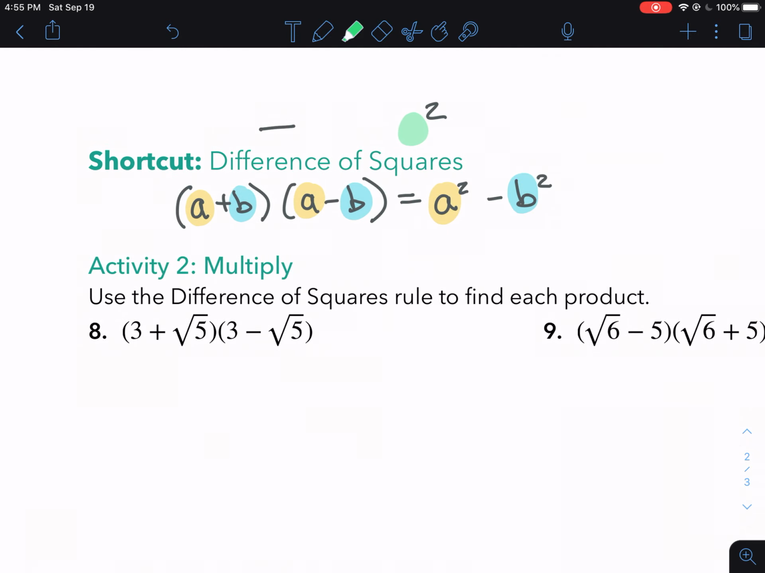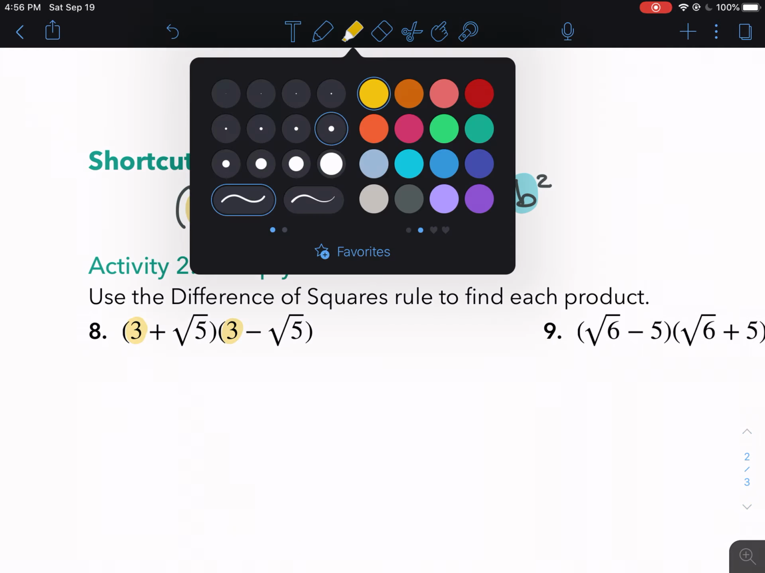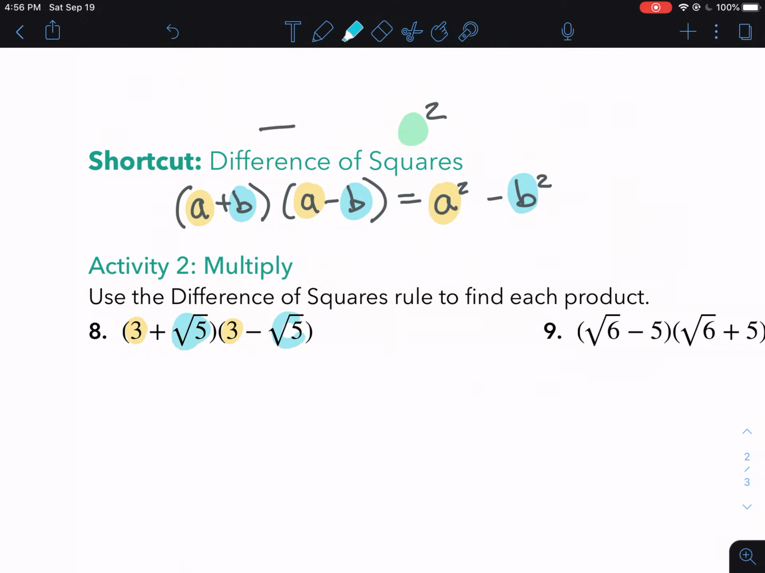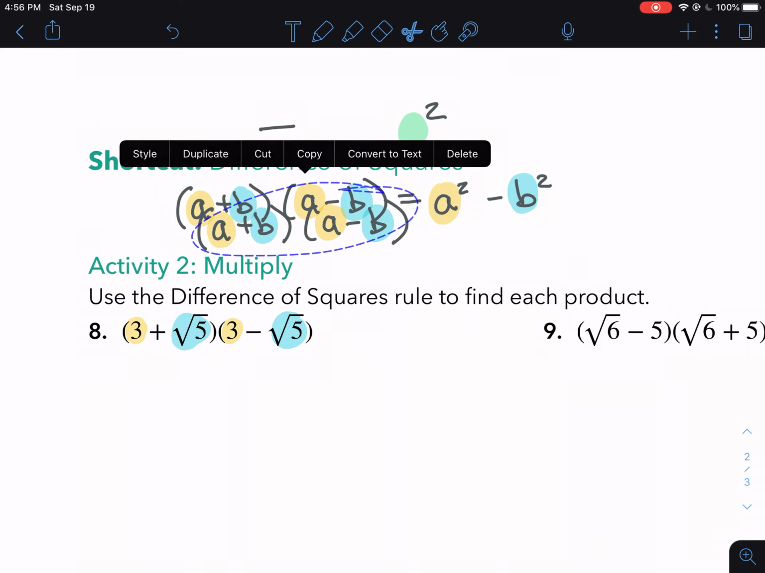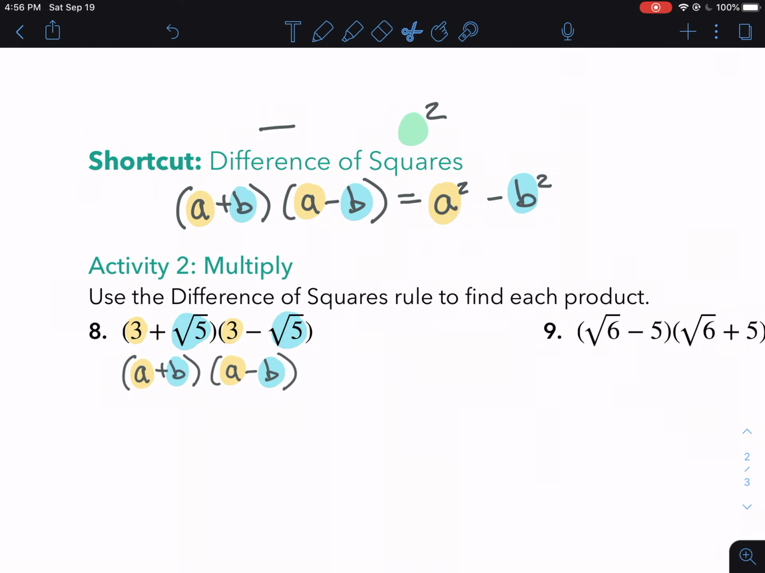Here on number 8, we have, on the one hand, 3 plus the square root of 5 times 3 minus the square root of 5. Does this follow our shortcut pattern? It does, because we have plus something and minus something, and they're multiplied together. Sweet. So here, let's identify what is our A and what is our B. Our A term, in this case, is 3, and our B term, in this case, is the square root of 5. So we can follow this same pattern.